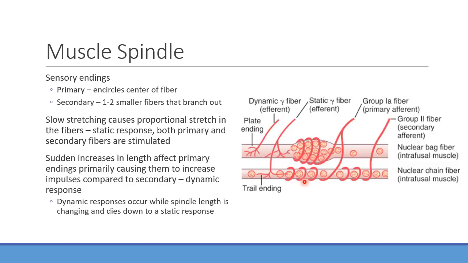And what's interesting is that when you cause slow stretching of these fibers, you're going to find that the stretch is going to be proportional between both of them, which means they're both going to be stretched at the same rate. And so we're going to call this basically a static response, right? They're both going to be stimulated roughly at the same time. This is going to be for slow changes in the muscle size.